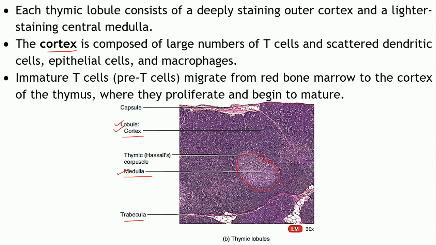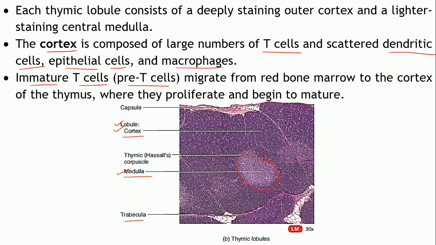A large number of T cells will be present. What are T cells? These are the cells involved in immunity, a type of WBC. A few dendritic cells will be present. The third type of cell is the epithelial cell, and the fourth type is macrophages. Coming to the T cells: the T cells present in the cortex of the lobule are actually immature T cells, or pre-T cells.